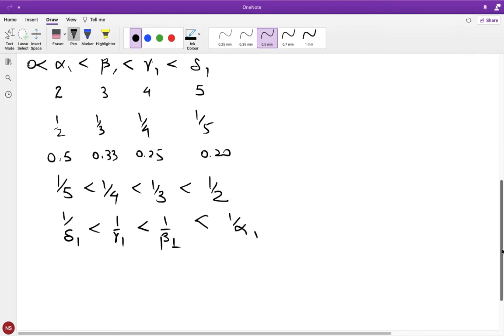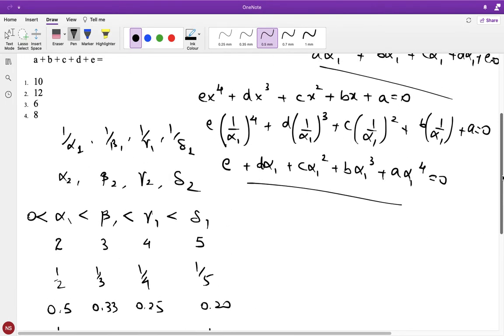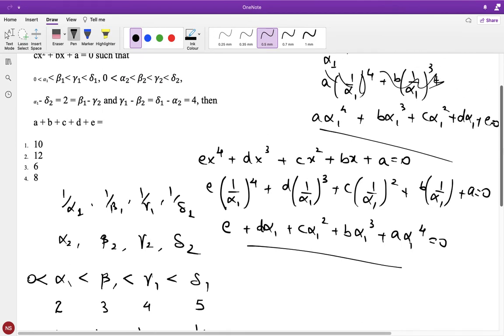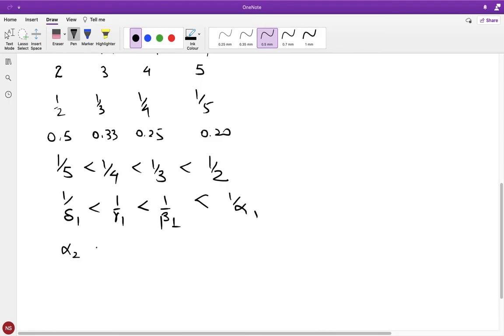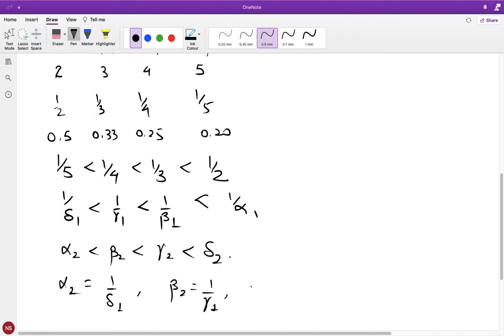And it is also given to us that alpha 2 is less than beta 2 is less than gamma 2 is less than delta 2. And these roots are reciprocals of each other. So by comparison, I can say alpha 2 is 1 by delta 1, beta 2 is equal to 1 by gamma 1, gamma 2 is equal to 1 by beta 1, and delta 2 is equal to 1 by alpha 1.